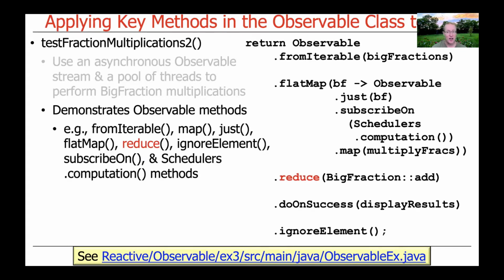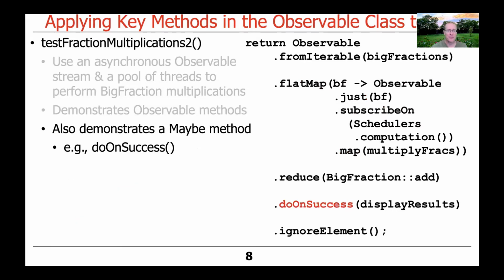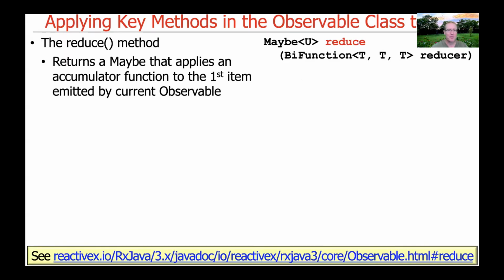And the particular thing we're going to show here is the reduce method. We're also going to show the use of the flatMap concurrency idiom, which is important to understand if you want to get assignment number 4 to work properly. And then we're also going to illustrate yet another method, this time from the class Maybe, called doOnSuccess. And you'll see why we do that as well.